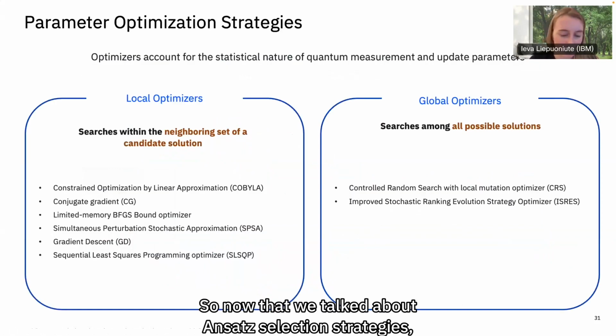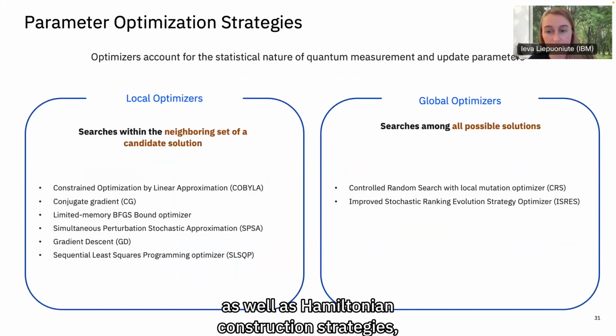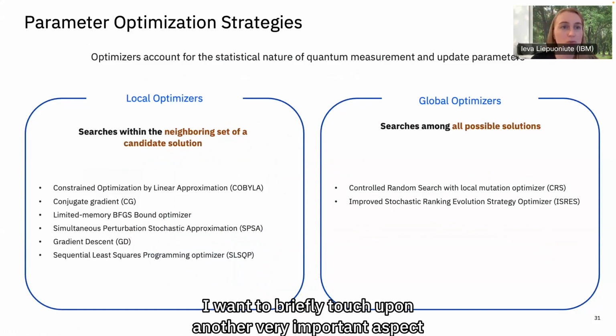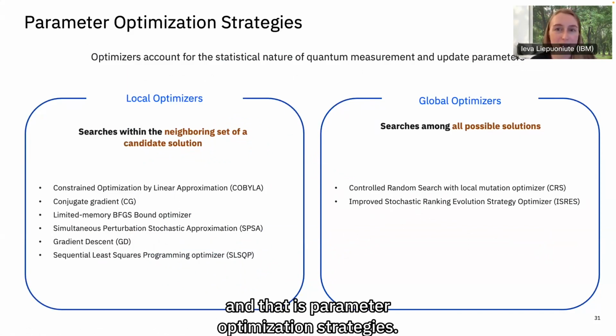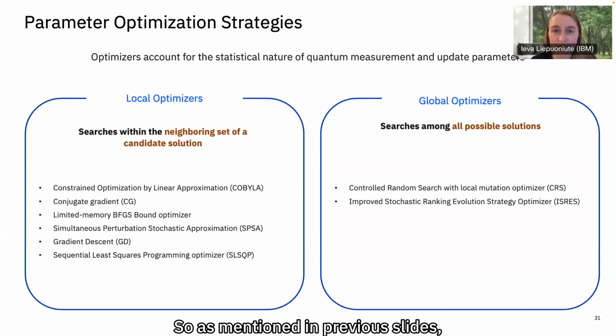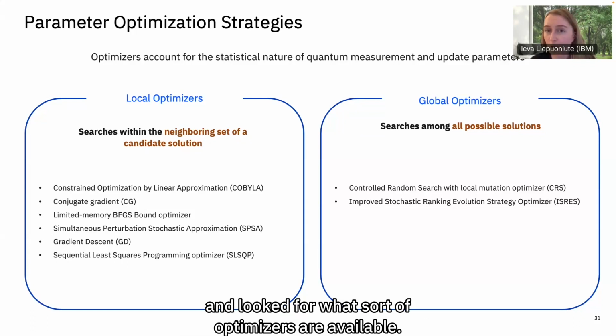Now that we talked about Ansatz selection strategies as well as Hamiltonian construction strategies, I want to briefly touch upon another very important aspect of running VQE calculations, and that is parameter optimization strategies. As mentioned in previous slides, we have to optimize our parameters and slightly change them so that the energy is allowed to converge. Again, there are different optimizers that you would find if you open the Qiskit textbook and looked for what sort of optimizers are available.